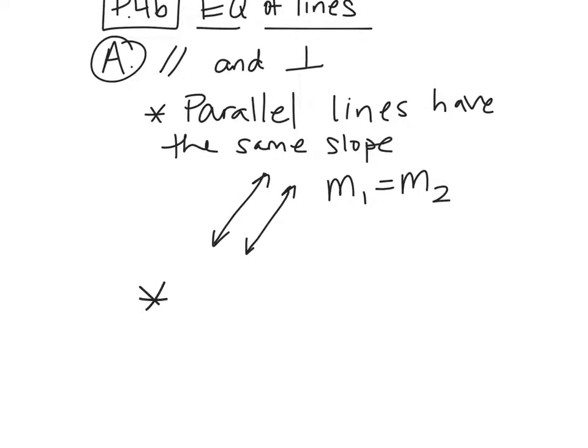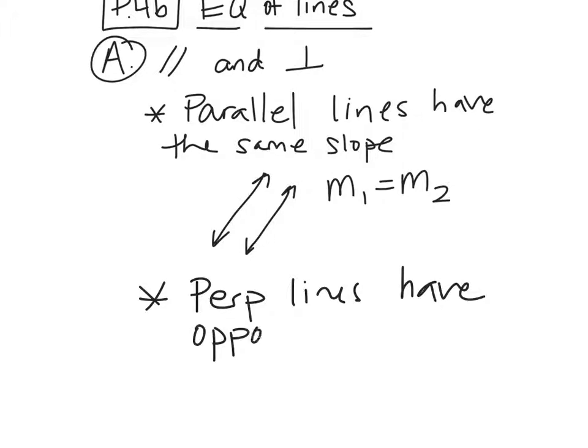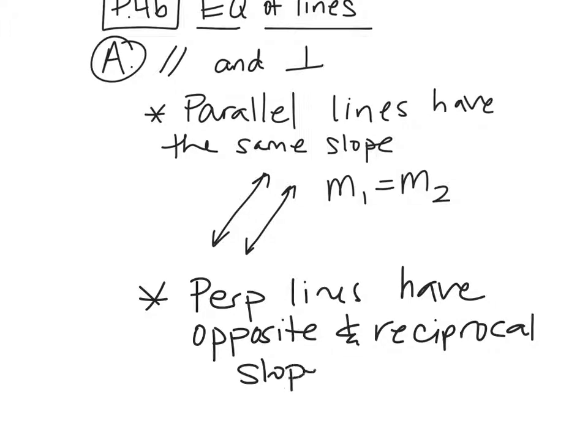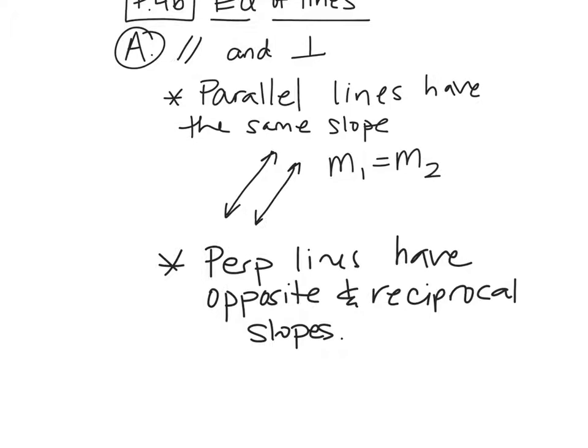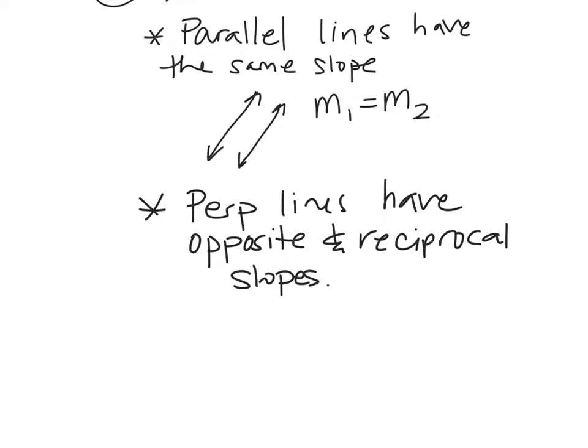The other thing is perpendicular lines. What do we know about perpendicular lines? Well, perpendicular lines have, yes, very good, opposite and reciprocal slopes. Okay, so perpendicular lines, I abbreviated perpendicular, I don't even know how to spell it. Perpendicular lines have opposite reciprocal slopes.